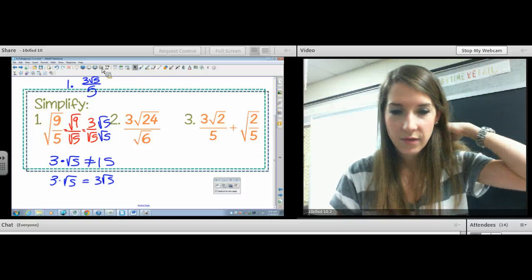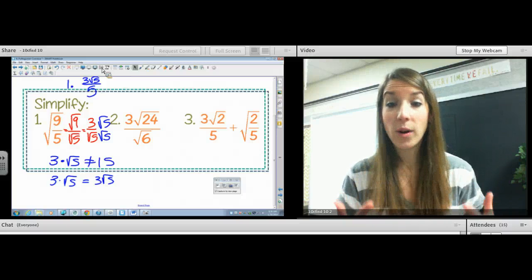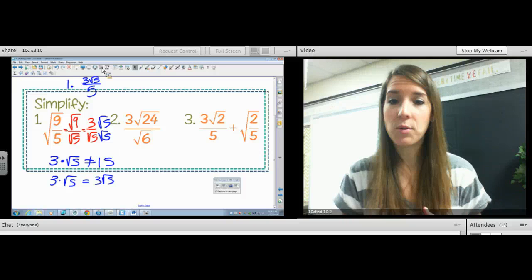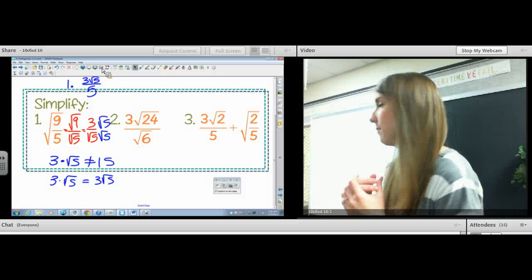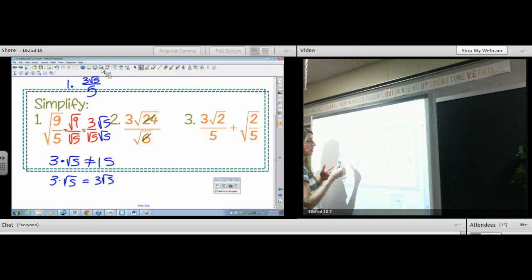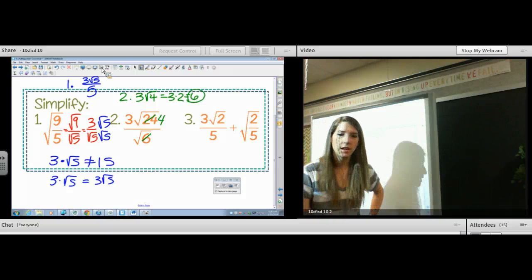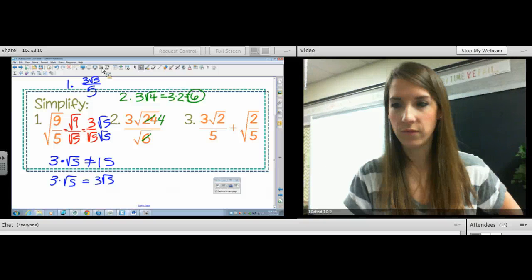Jenny, you got 6? Okay, number 2 has a trick to it, and we did a lot of these yesterday. 24 is divisible by 6. So when they're divisible, go ahead and combine them. Go ahead and divide them. 24 divided by 6 is 4. So number 2 is really 3 root 4, which is really 3 times 2, which is 6. So very good, Jenny. 6 is the answer to number 2.